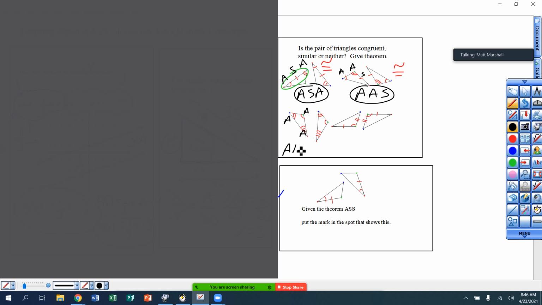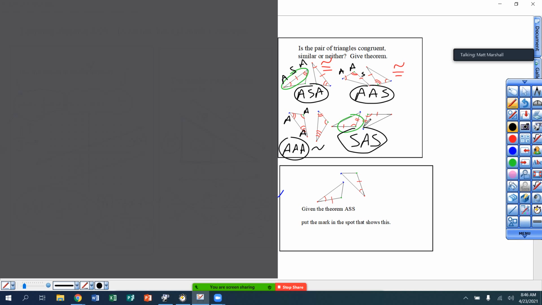Always similar. Not always congruent, but always similar. And I got one more sandwich right here. Those are the big ones. Commit those to your memory. Those are the ones you'll see the most.